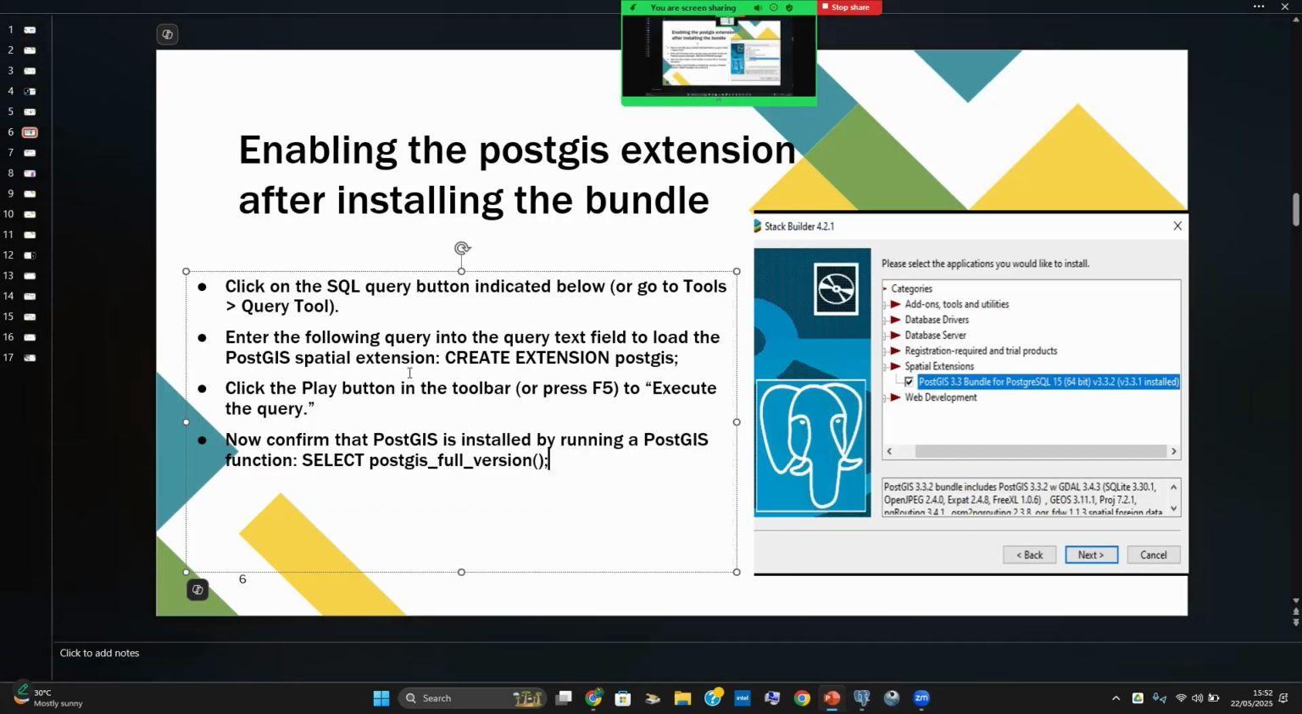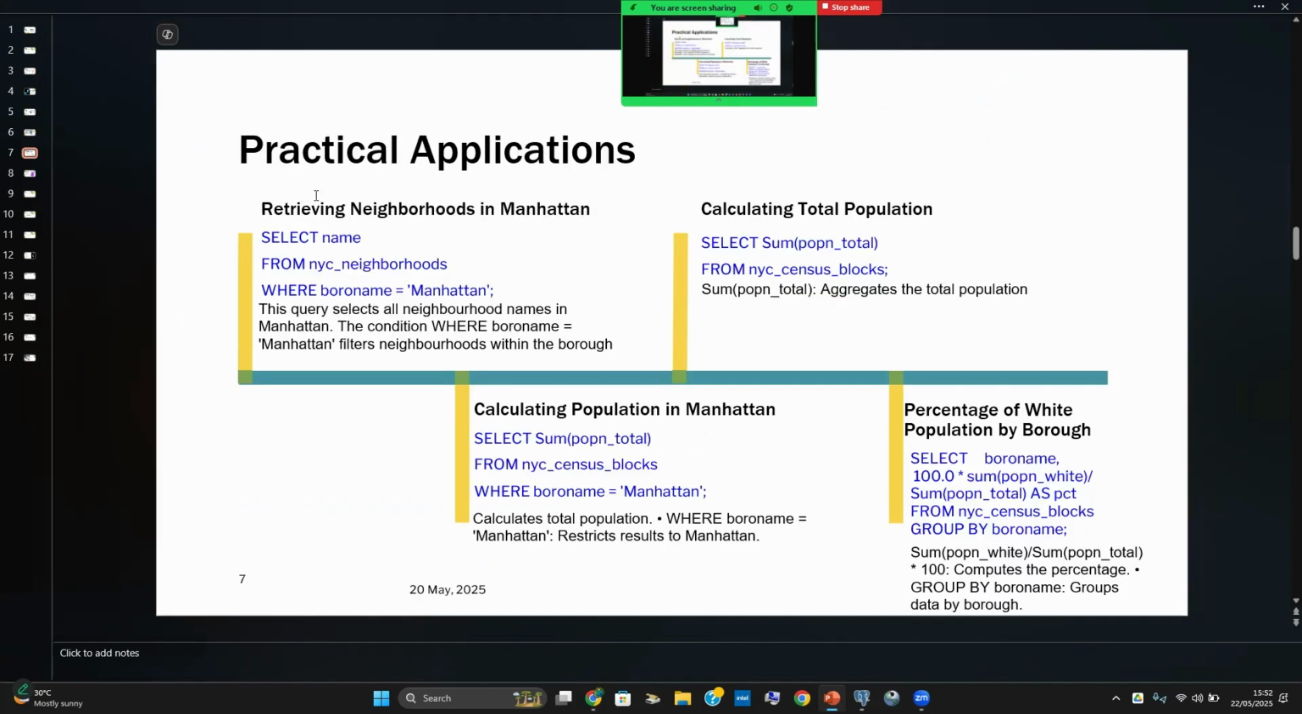So moving forward, all right, we are going to do some practical applications. I'm going to try and show you the possibilities of using the geospatial database with a PostGIS extension. What are the possibilities? What are some of the things you can do? And truly, it is endless in some aspect, and it all depends on the data you have.